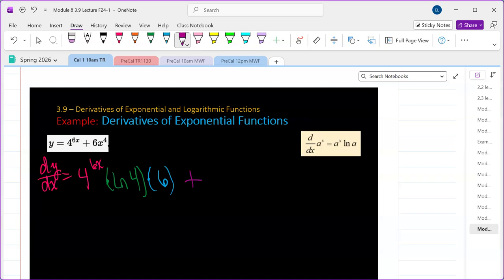Plus, then our derivative of 6x to the fourth will be 6 times, and then x to the fourth, we bring the power down, so it's 4x to the third. We could clean that up a little, but not much.